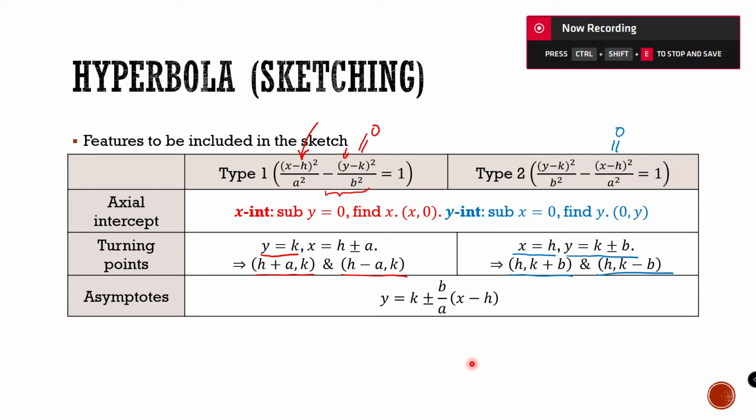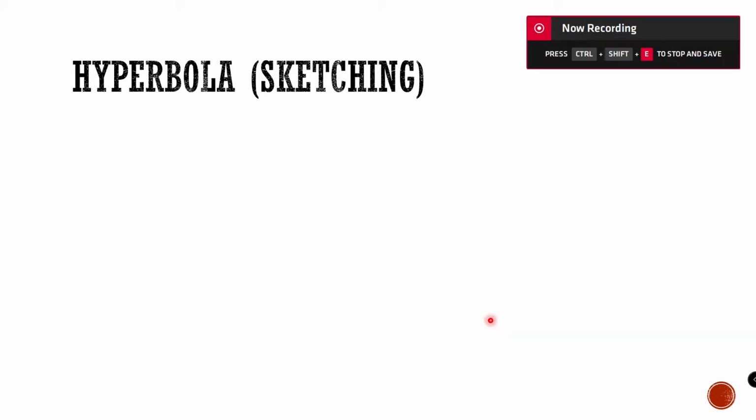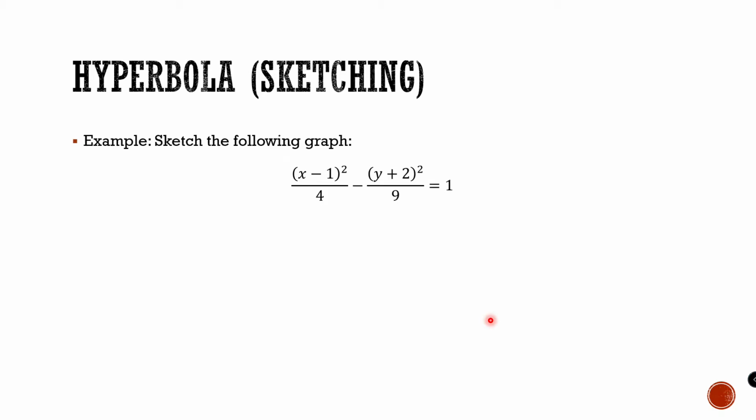Okay, and then we can start to sketch our graph now. Let's look at this example. We have a hyperbola graph. Just take note, this is type 1 because x comes first, so probably your graph will be a left-right type.